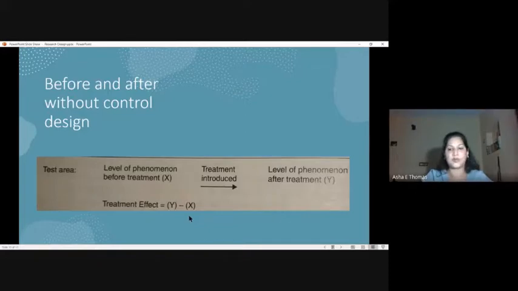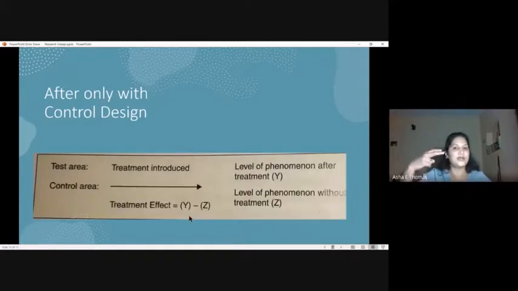Now the next thing to understand is that there are two groups, the test group and the control group. The test group is given the treatment, the control group is not. And here you measure the result only after the treatment, not before. That's the basic difference between before and after without control design and after only with control design. You are measuring the result only after the treatment, so that will be Z minus Y, right?